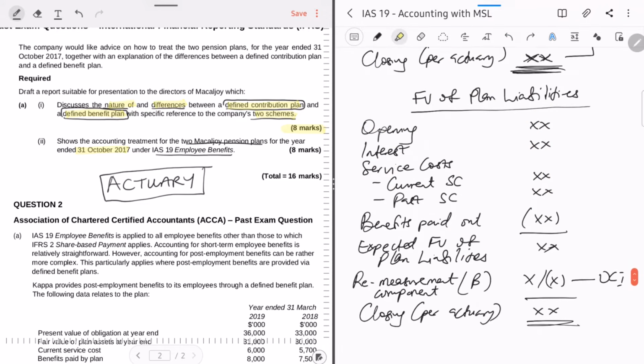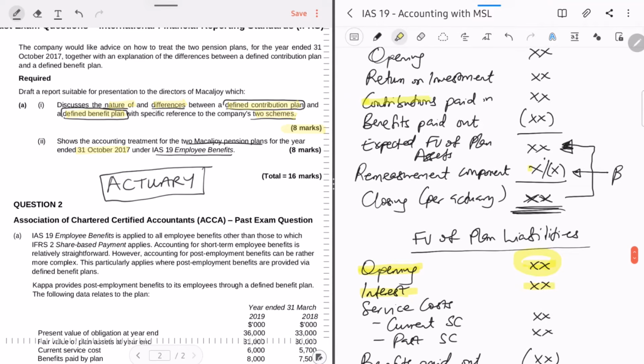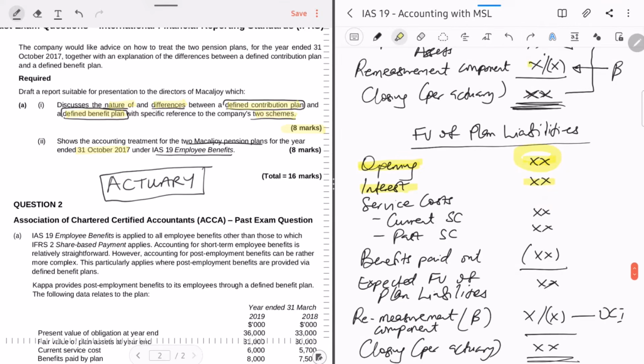Let's look at the liabilities. For the liabilities, once again, start with the opening liabilities. Compute an interest expense, which is a percentage on this opening figure here. Then, take note, instead of adding contributions paid in, because you don't contribute to liabilities, right? What you do is add service costs, which is your expense. So you add your current service cost, you add your past service costs. Then you can deduct benefits paid out. You get your expected fair value, compared to what the actuary said it should be. Then the difference is your remeasurement component that will go to OCI.